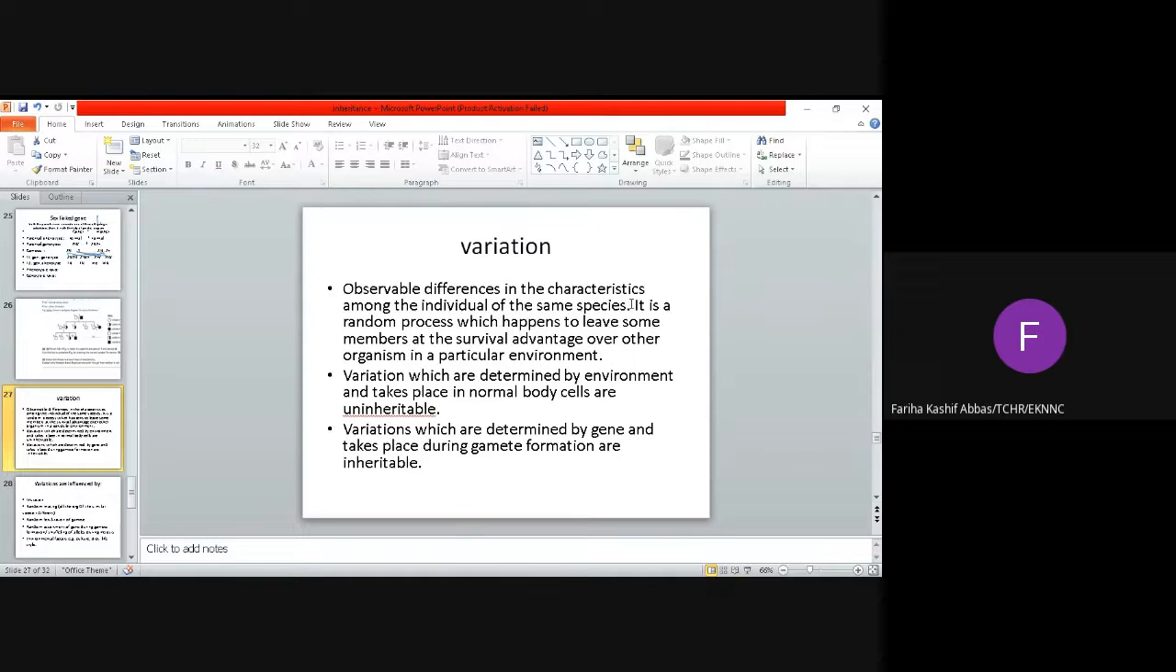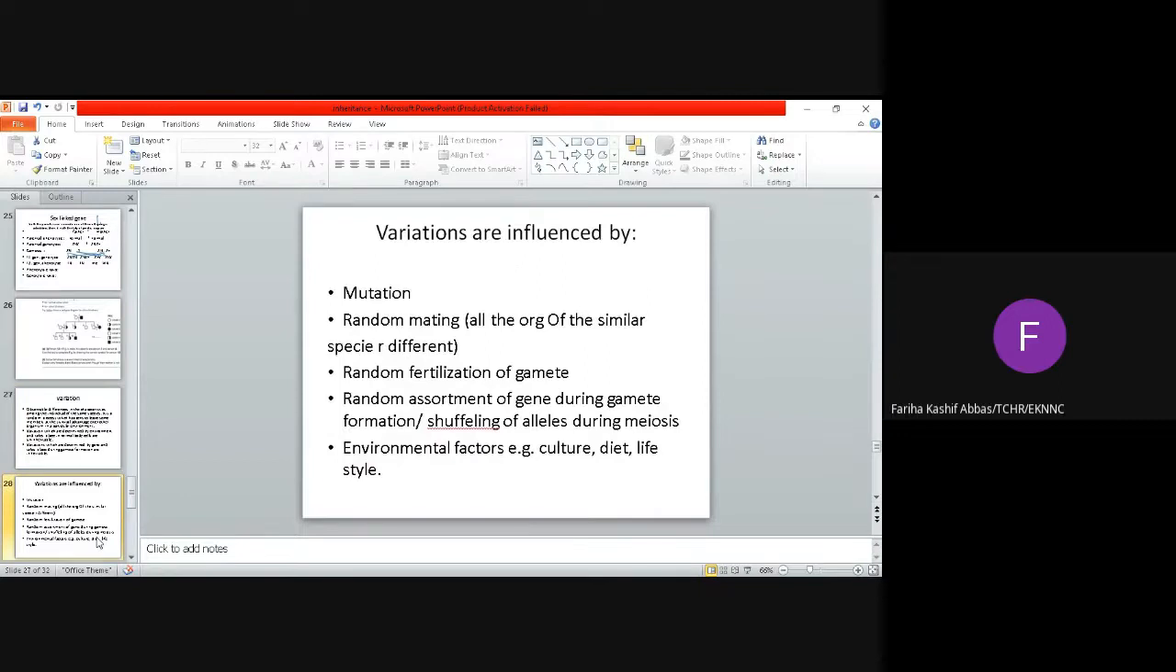ठीक है, मैं आप लोगों से क्यों different हूँ? Why I am different from you people? Why all the students in the class are different from one another? Because we have different parents. इस चीज को हम क्या कहते हैं? Rather than saying different parent, we call it random mating. ठीक है? Now next. Okay, fine.